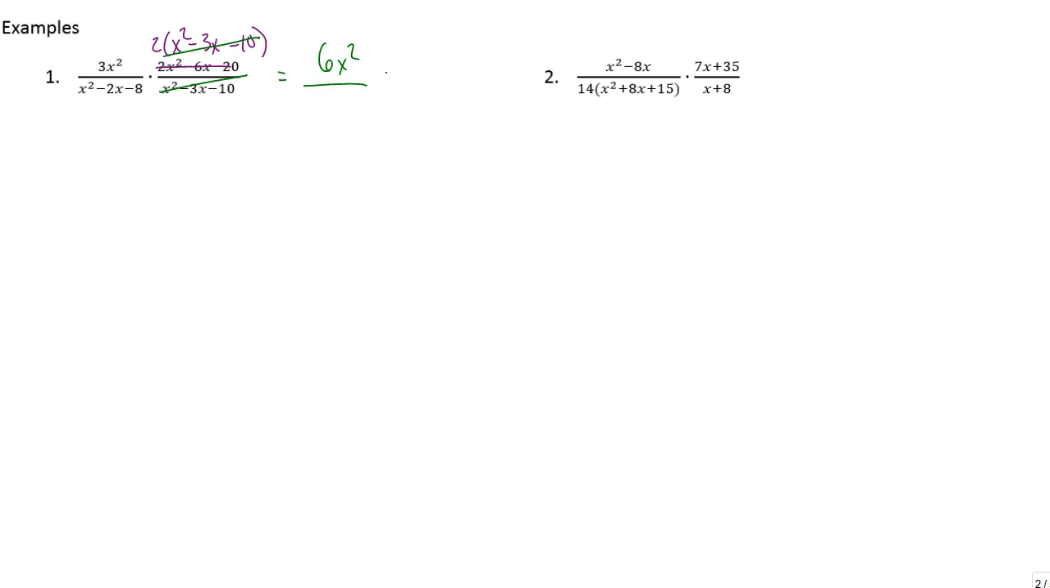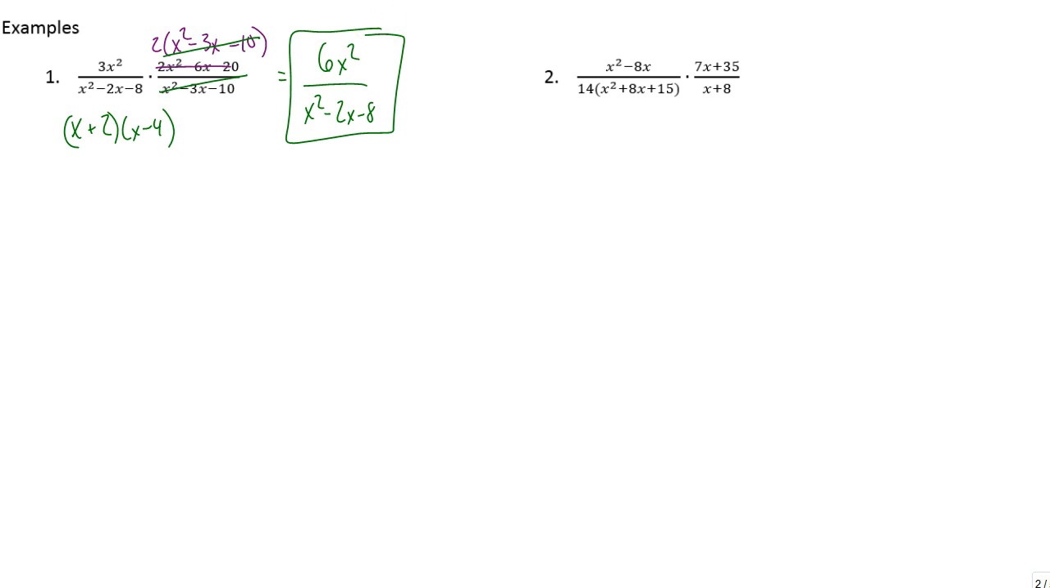Because I'll just tell you, if you were to use your X box method and factor that down, you'd end up getting x plus 2 times x minus 4. And if you notice, there's not going to be anything that's going to cancel out with the 3x squared or the 2 that we had in the other fraction. So we would just leave x plus 2 times x minus 4, or we could leave it as x squared minus 2x minus 8. And that would be our answer.